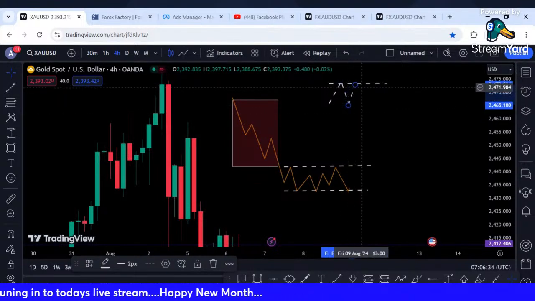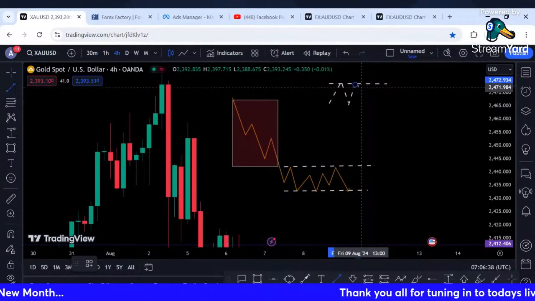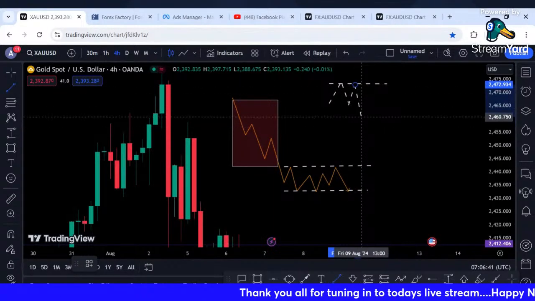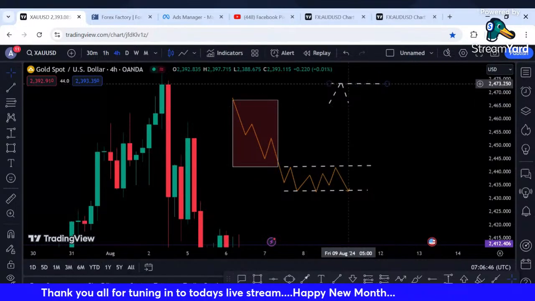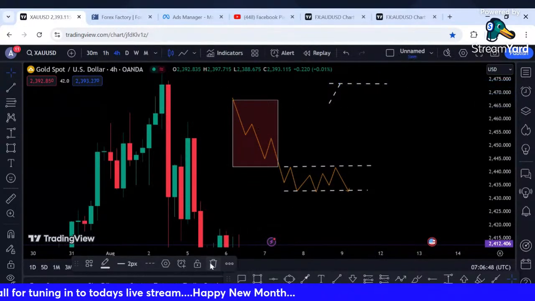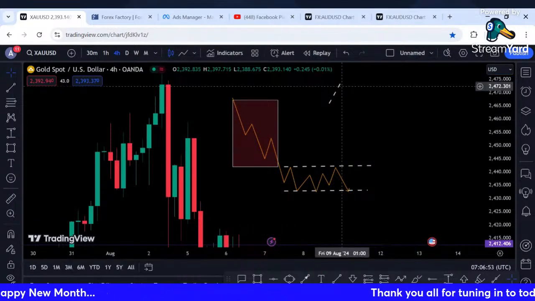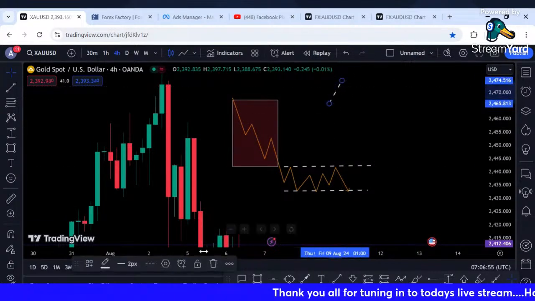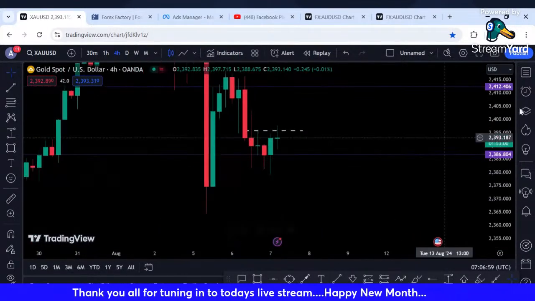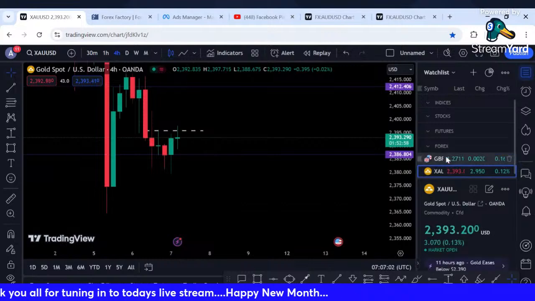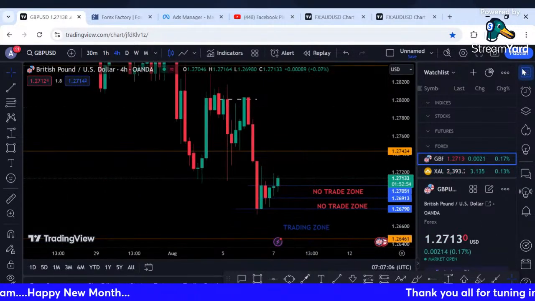So they are sensitive areas, and buyers always react to those levels. That's why we use them as support and resistances. Support and resistances are equilibrium points. Equilibrium is simply where buyers and sellers meet. So take note of that. I hope what I did, you got it.